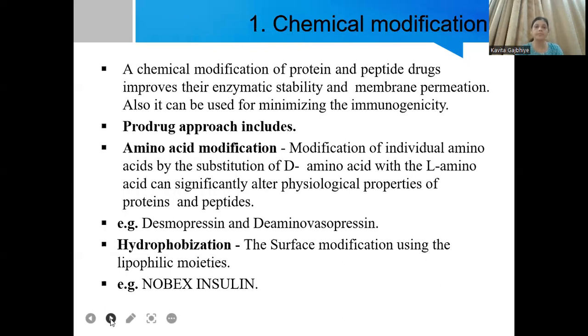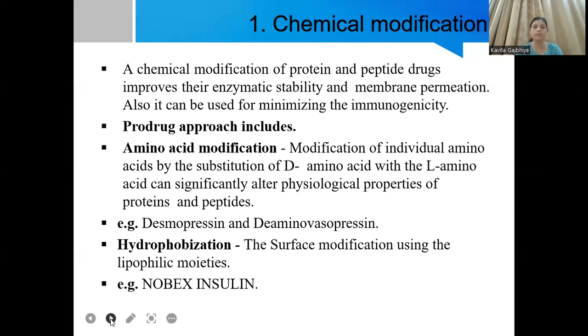The first approach is chemical modification. Chemical modification improves the enzymatic stability and membrane permeation property of protein or peptide drugs, and it also minimizes the immunogenicity of the protein or peptide molecules. The prodrug approach includes amino acid modification. That modification can be done in individual amino acids by substitution of D-amino acid and L-amino acid, altering the physicochemical properties of proteins and peptides. For example, desmopressin and D-amino vasopressin, which is the conversion of the L form to the D form. After that modification or alteration, we can enhance the penetration capacity of protein inside the human body, through the barriers.